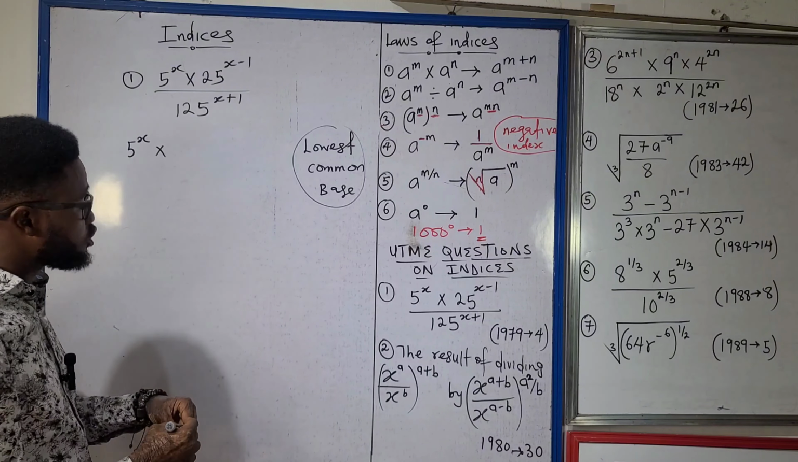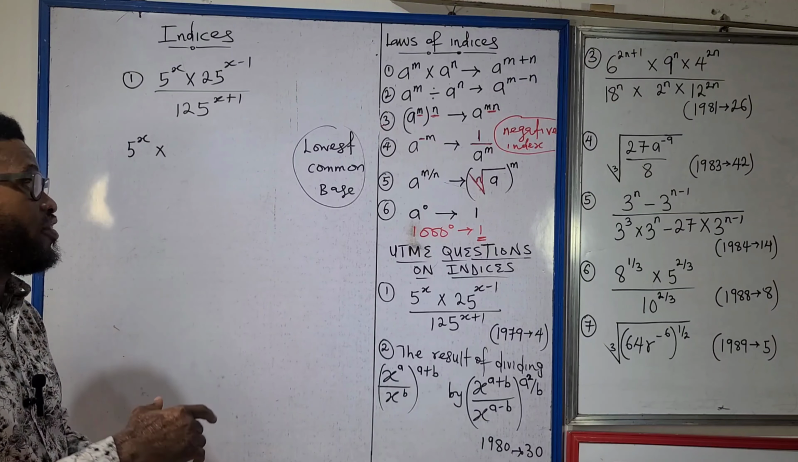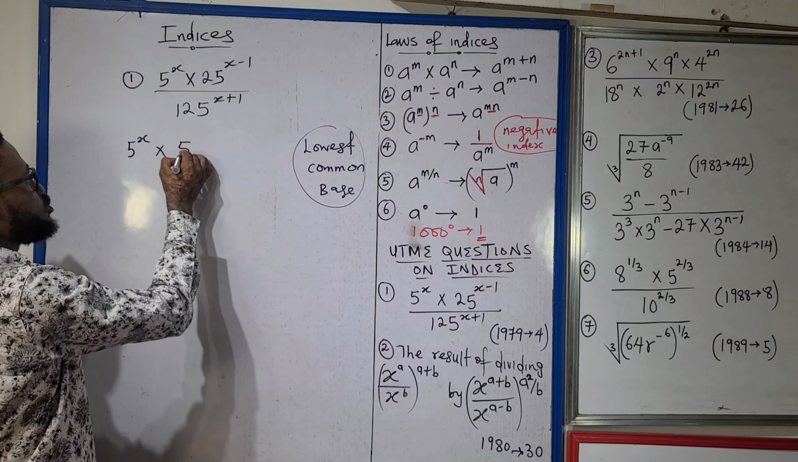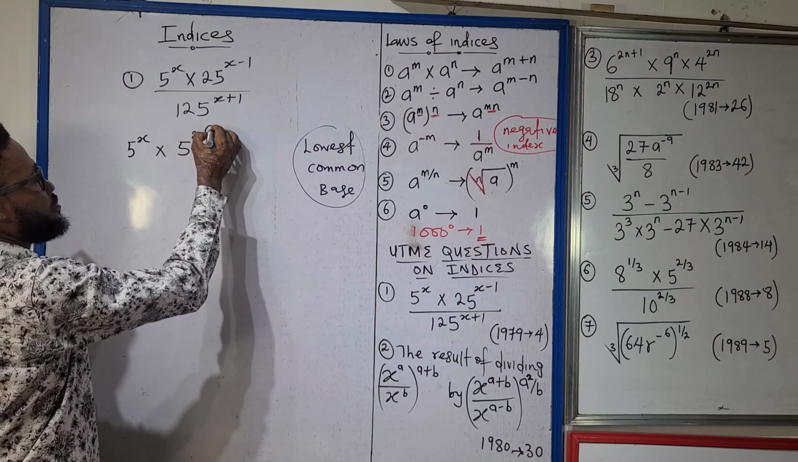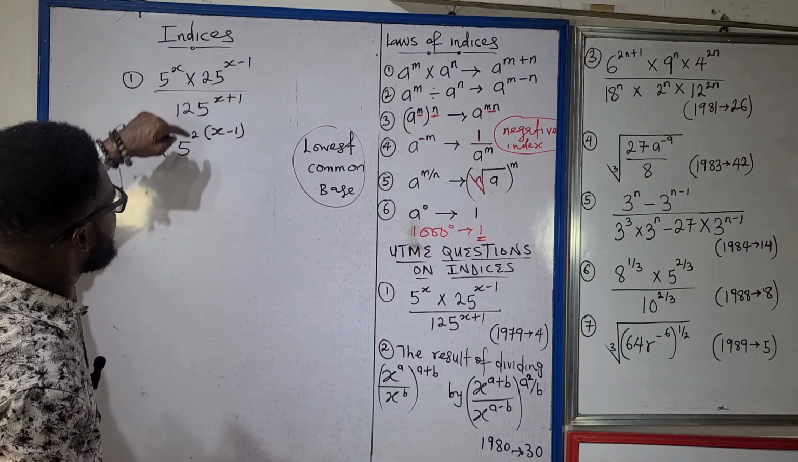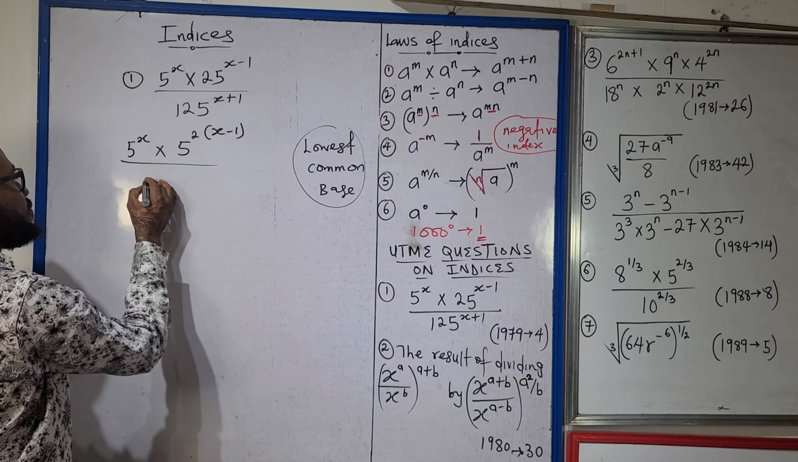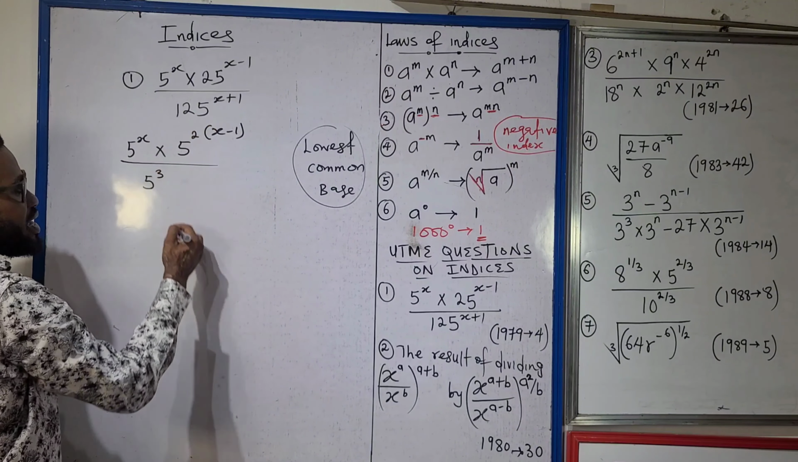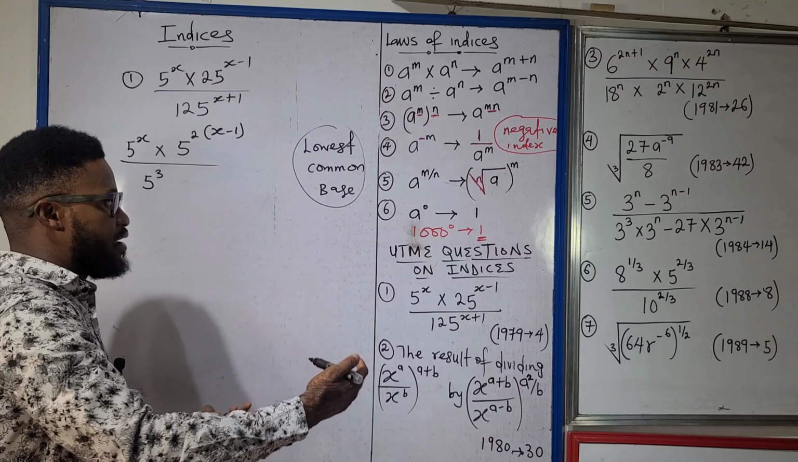Now, looking at this, 5 to the x remains 5 to the x, times 25. You look at it, it's something that we can break down further. So this means 5 raised to the power of 2, everything raised to the power x minus 1. But this 25 means 5 squared. And 125 here means 5 raised to the power 3, as 5 times 5 times 5.